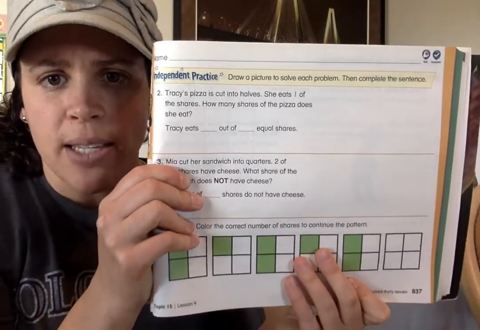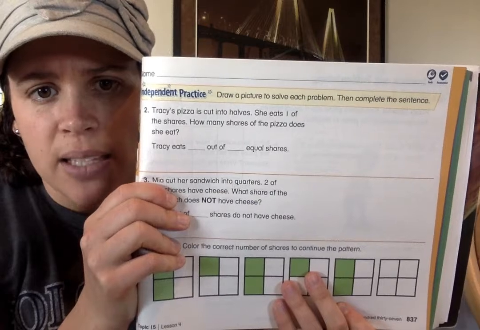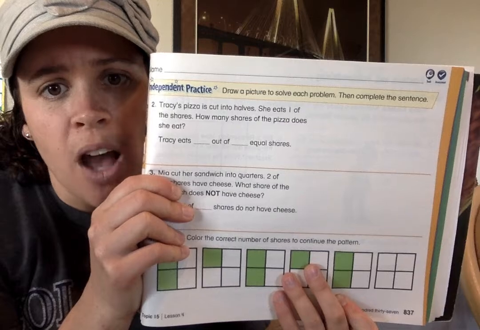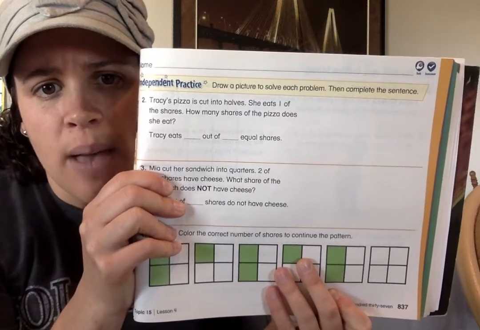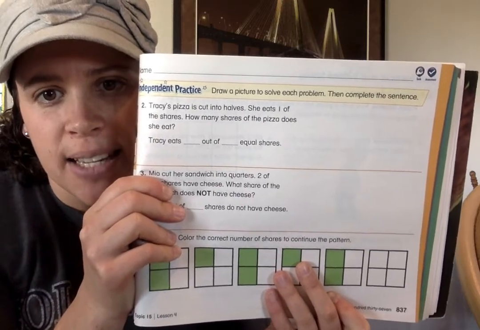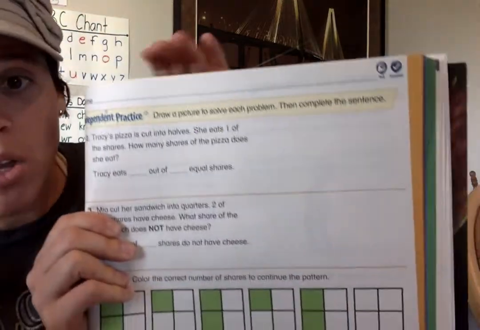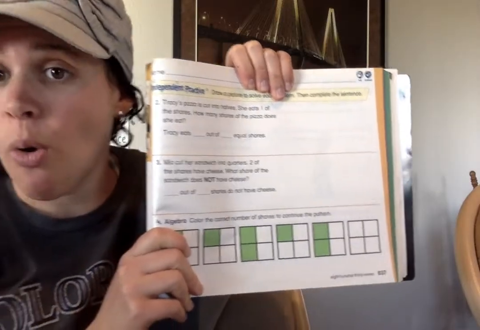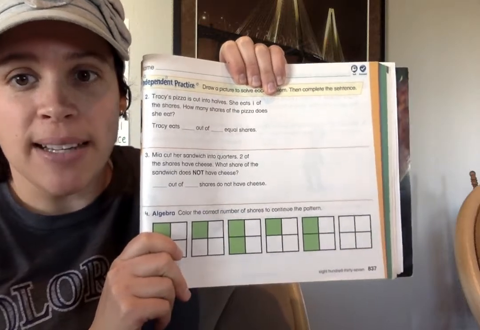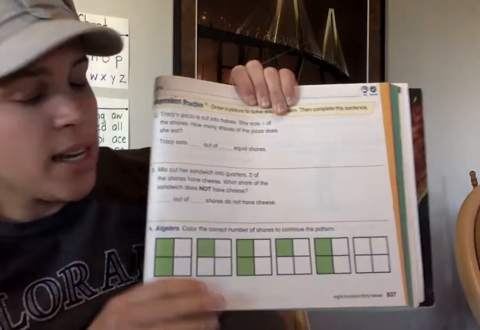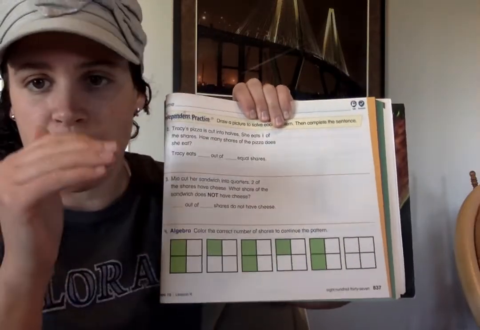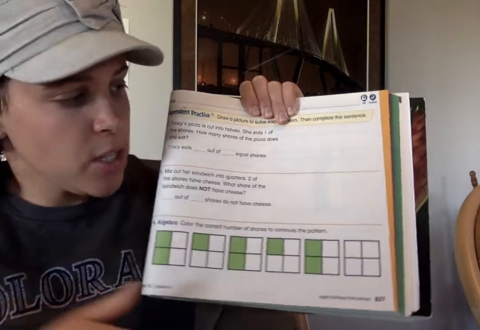Okay, 2 says, Tracy's pizza is cut into halves. She eats 1 of the shares. How many shares of the pizza does she eat? Okay, so your pizza can either be a circle pizza or it can be a rectangular pizza. You need to draw a pizza, whether it's a circle or rectangle. I don't want triangles, squares. It's either a circle pizza or a pizza in the shape of a rectangle.